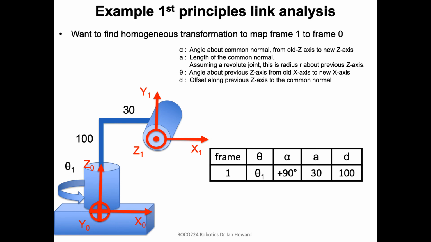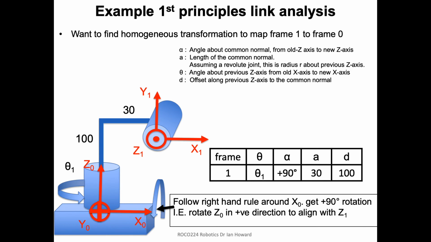So let's think about this. Well, first of all, in order to align the z-axes, we look at frame 0 and we see that the z-axis is pointing up, and in frame 1 we see that the z-axis is coming out of the page. So what do we have to do to z0 to get z1?